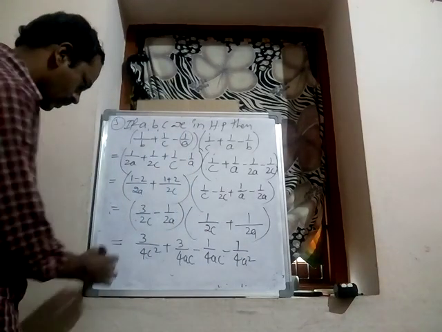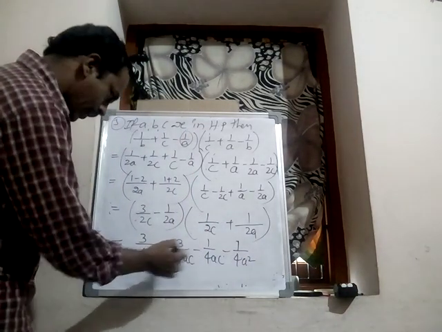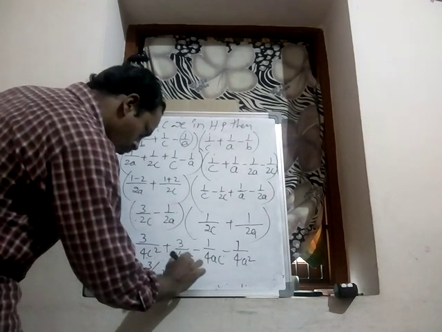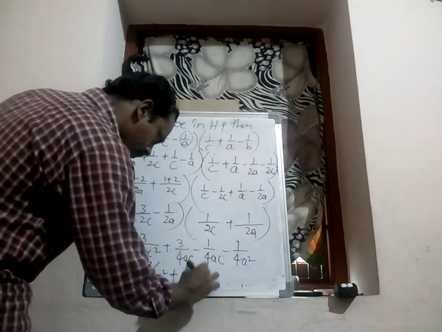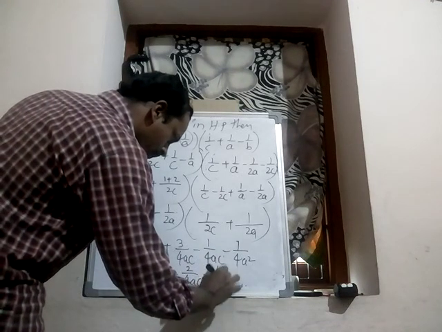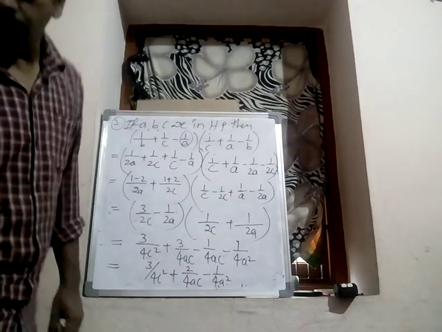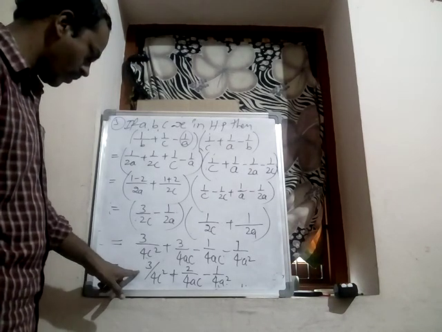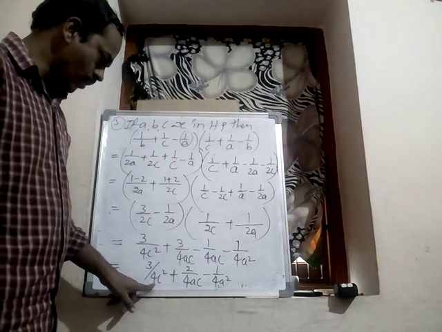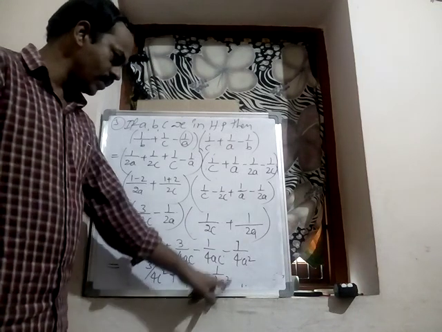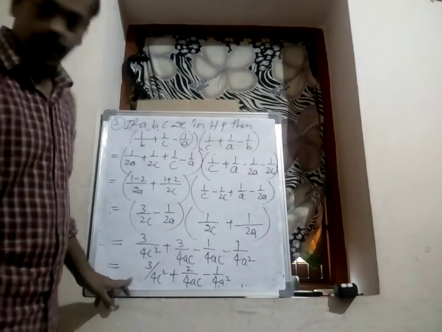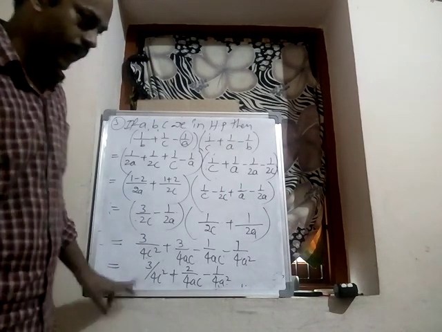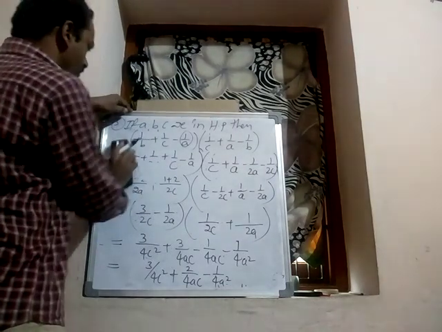Okay, now here both are like terms, so 3/4c² + 2/4ac - 1/4a². Okay, we get this one. So by taking 1/4 common, you get the result: 1/4 (3/c² + 2/ac - 1/a²). Okay, so the second option is also correct. By taking 1/4 common, you get that result. Okay, the second is also correct.